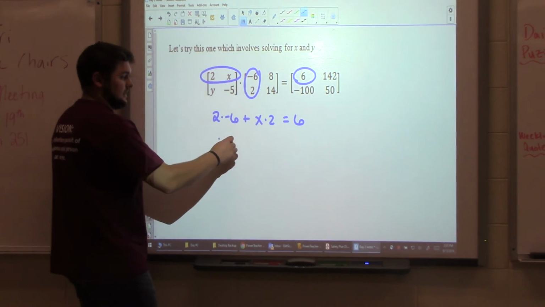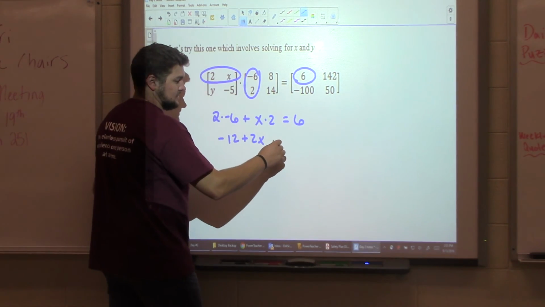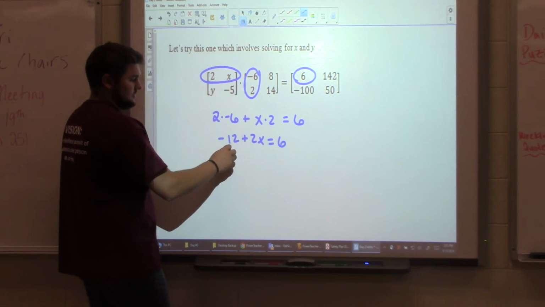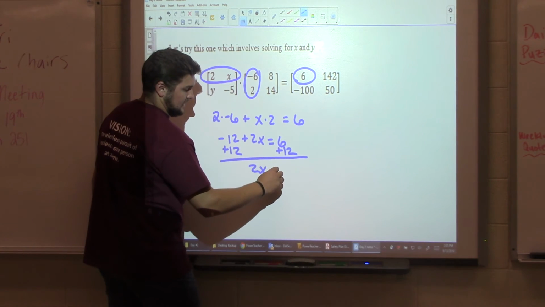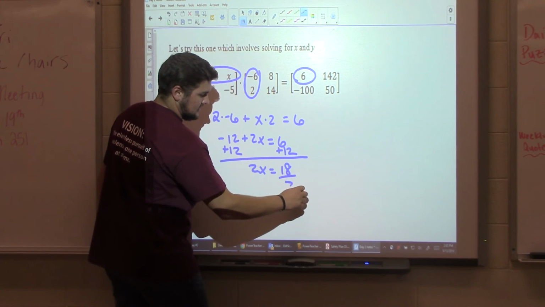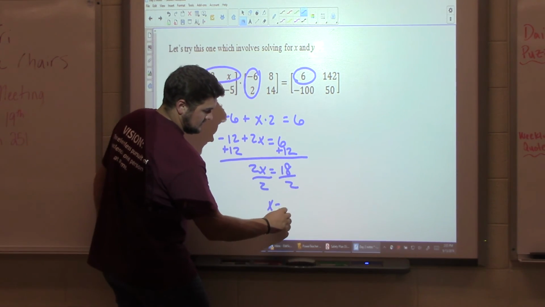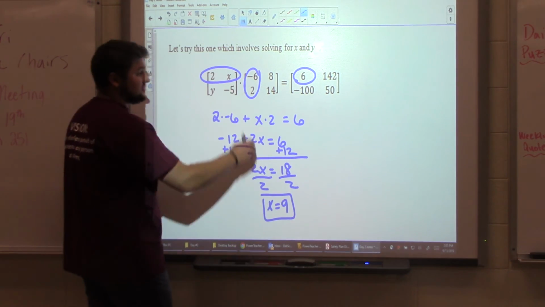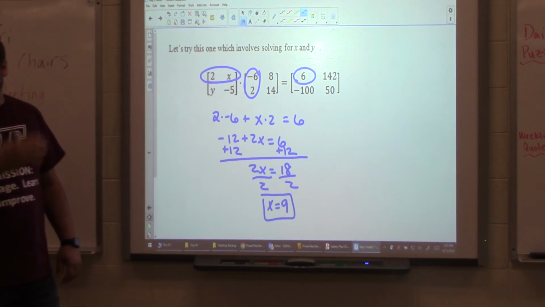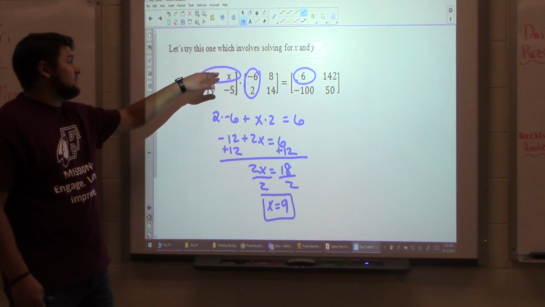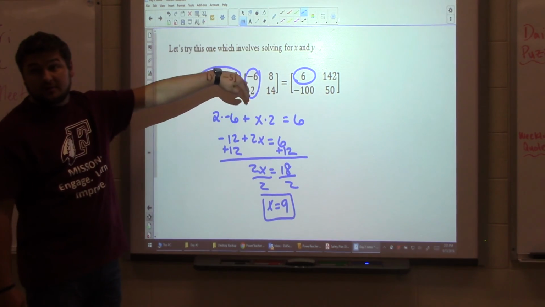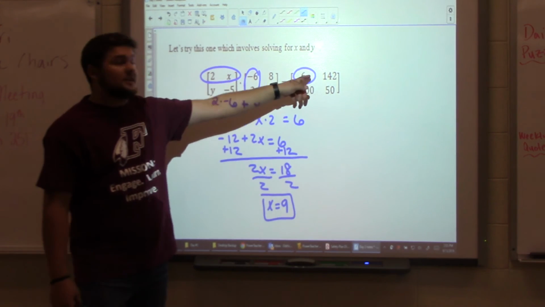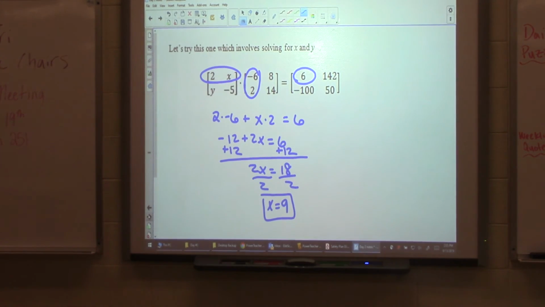We get negative 12 plus 2x equals 6. So I'm going to add 12. 2x equals 18. And divide by 2. X equals 9. So we're still multiplying matrices like we have before, but we make sure we take the row that has x in it, multiply it by a column that has no other variables, and figure out what its answer is in the answer matrix and solve it.